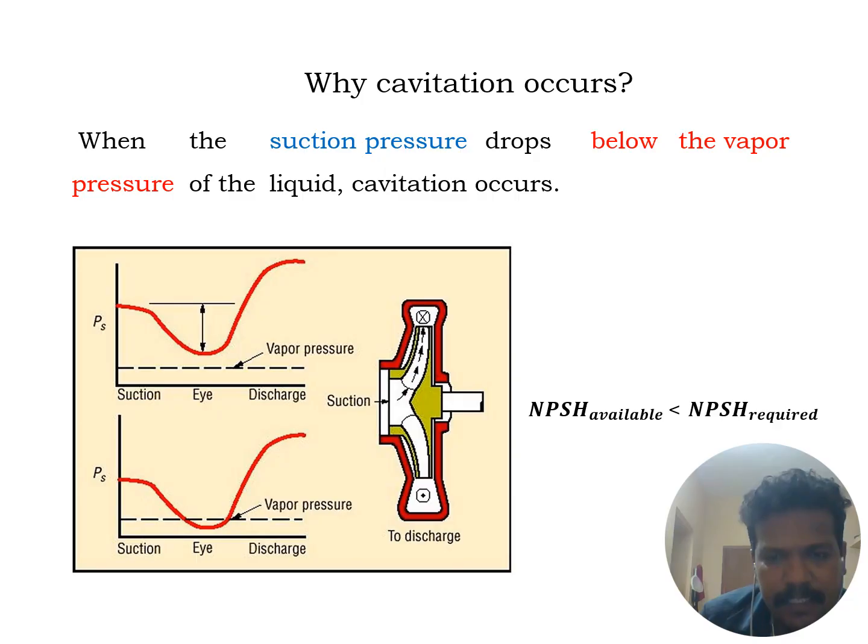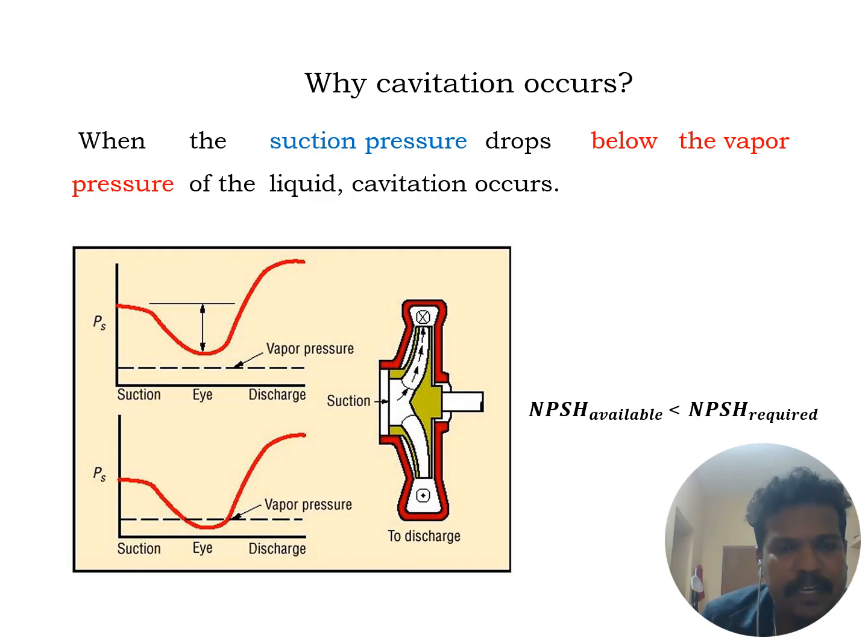Then why does cavitation occur? When the suction pressure drops below the vapor pressure of the liquid, cavitation occurs. For example, consider the following values. Atmospheric pressure is 1 kg per centimeter square, which is nothing but 1 atmospheric pressure, and then suction head is 0.7 kg per centimeter square, and friction head is 0.1 kg per centimeter square. Then vapor pressure is taken from the steam table for the corresponding temperature, which is equal to 0.05 kg per centimeter square, for example.